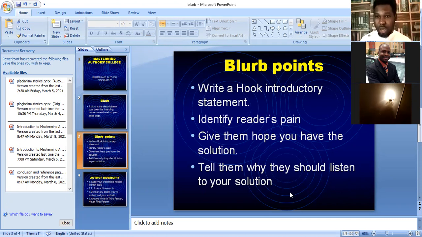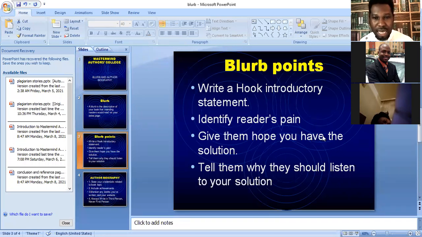Good. So the next thing we'll move to now. So don't forget 1, 2, 3, 4, 5. 5 points, not 5 pages. Write a hook, introductory statement, identify the reader's pain, give them hope that you have the solution to their problem, and then tell them why they should listen to you. So 4 points you need to know about writing a blog.